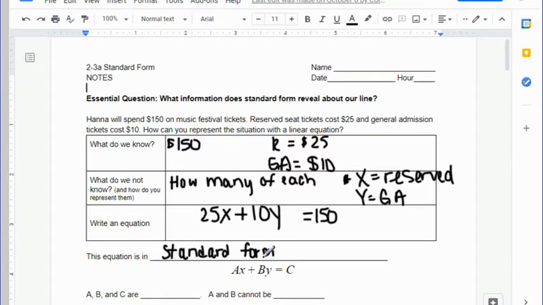The general equation for standard form is right here. AX plus BY equals C, where A, B, and C are integers. That's just a fancy word for saying numbers. So A, B, and C stand for just numbers. And A and B cannot be 0. So like that, we can't have 0 tickets because that would not make a line. Do you know what I mean? Like if you're not selling anything, you're not going to make a line. So we're going to move on.